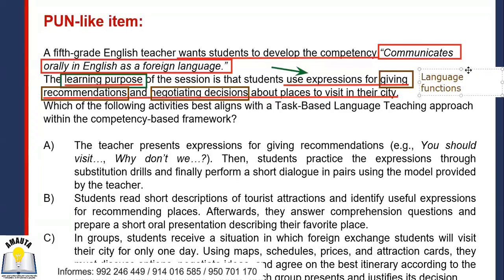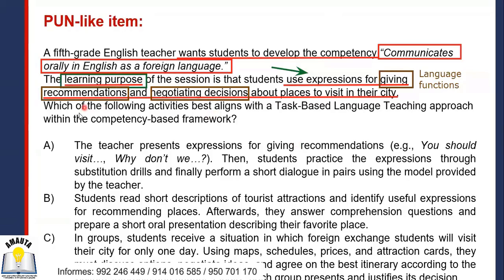Remember that in the past, in traditional education, teachers taught students contents, theory, grammatical rules, right? Nowadays, the approach is different. We should guide our students in order to make them use the language through, for example, functions. Okay, so this is the learning purpose.